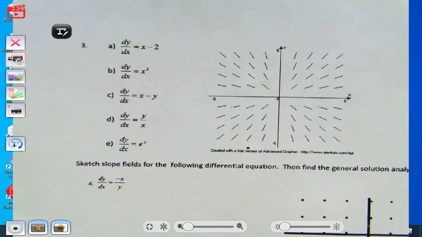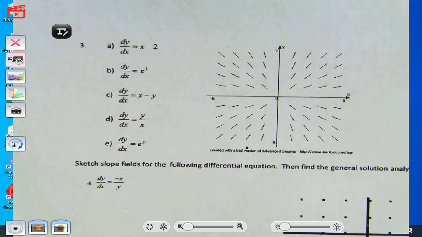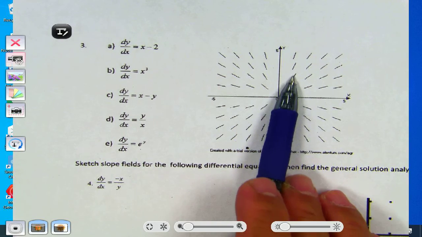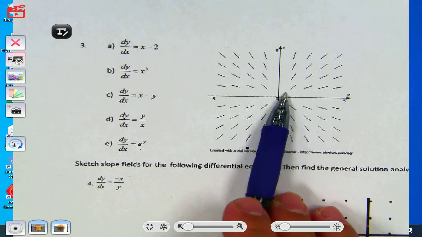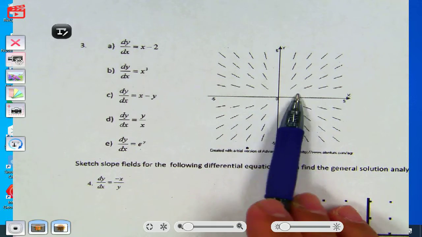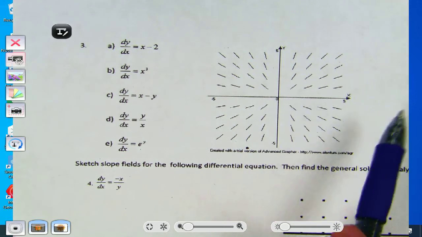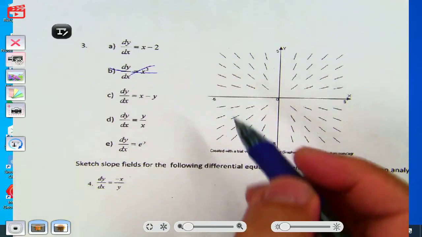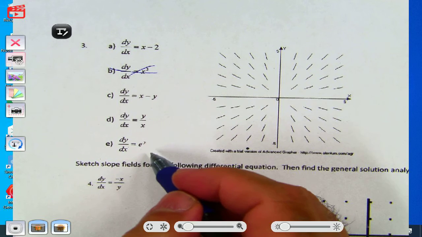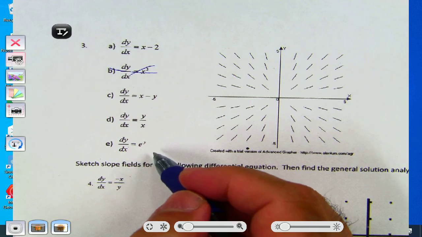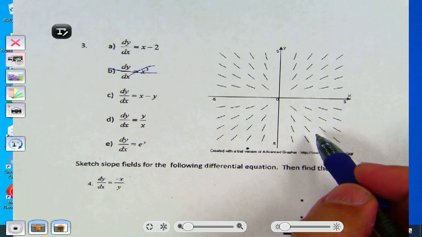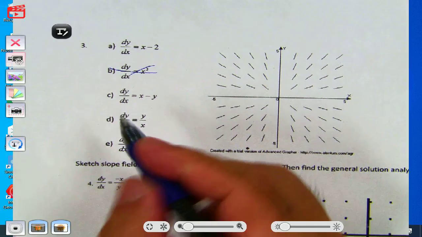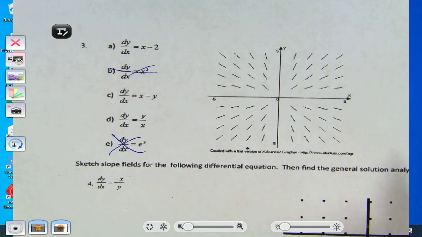Whoa, that looks cool. It's like a star. Alright, so look at this. You notice the higher it goes, it changes slope. Right? So both x and y affect the slope of this line. So it can't be anything where it's just x. So it's not B. Is y the only affecting thing? Does it change slope as you go this way? Yes. So it can't be E either. So it's one of these three.